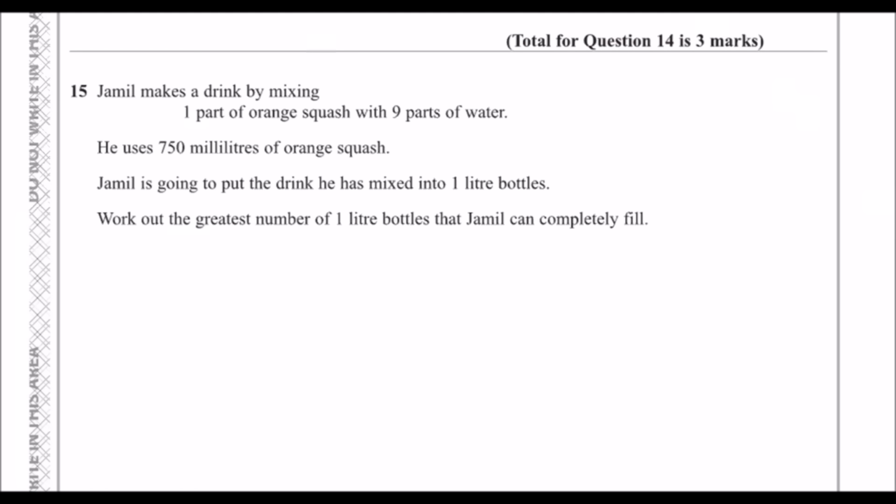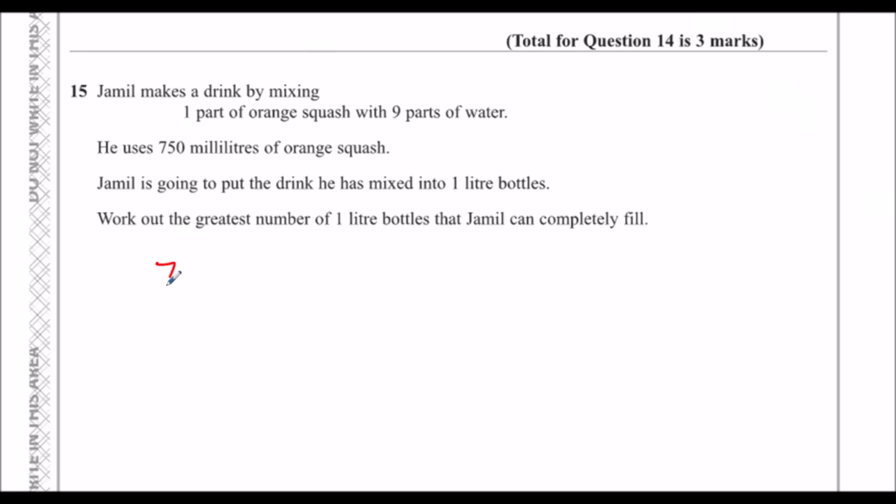Okay, question 15. Jamil makes a drink by mixing 1 part orange squash with 9 parts water. He uses 750 milliliters of orange squash. He's going to put the drink he has mixed into 1 litre bottles. Work out the greatest number of 1 litre bottles that he can fill completely.